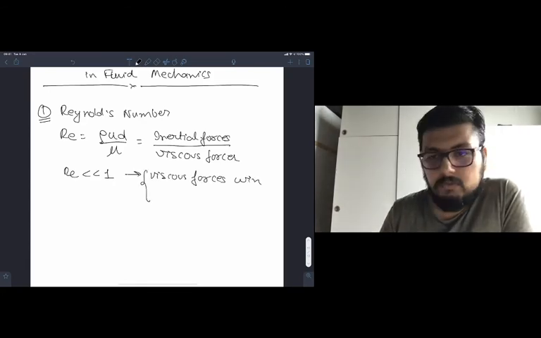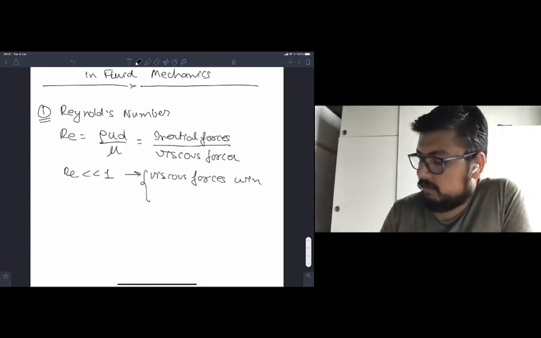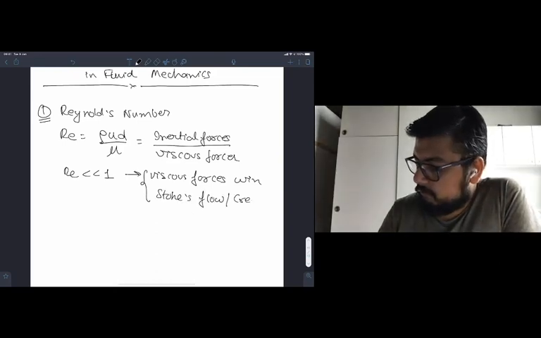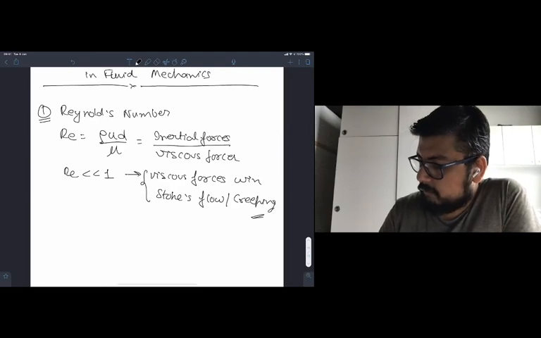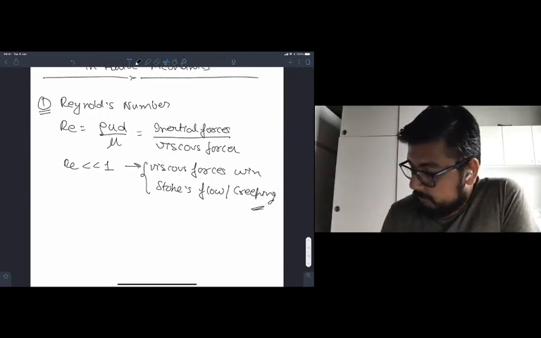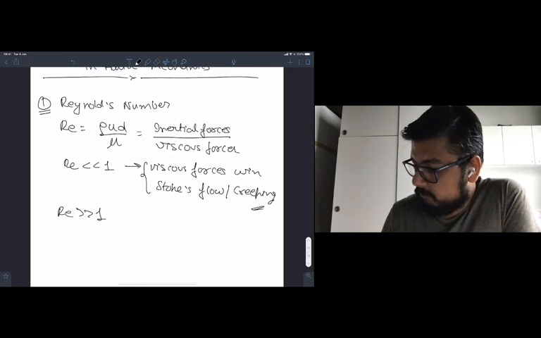And then this leads to some specific cases such as the Stokes flow, a creeping flow, etc. And if Reynolds number is way bigger than 1, then we get a turbulent flow.